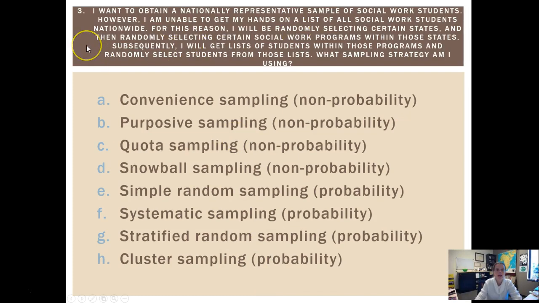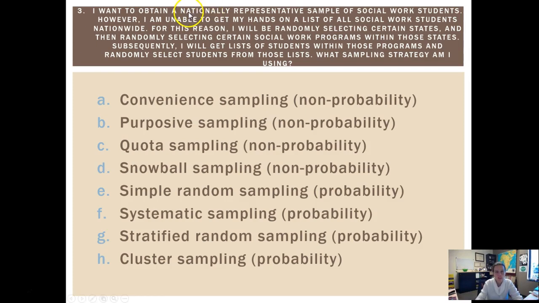Next, I want to obtain a nationally representative sample of social work students. However, I am unable to get my hands on a list of all social work students nationwide. For this reason, I will be randomly selecting certain states and then randomly selecting certain social work programs within those states. Subsequently, I will get lists of students within those programs and randomly select students from those lists. What sampling strategy am I using?